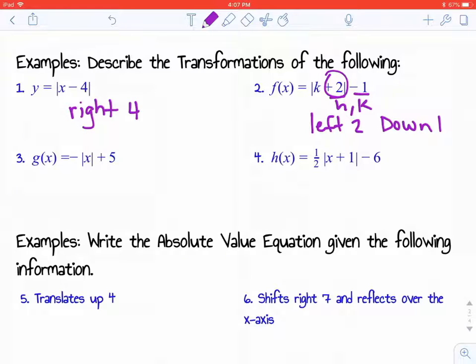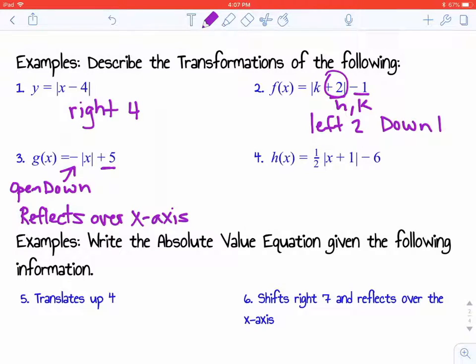Now, let's look at number 3. We have a negative in the front, the absolute value of x, and then plus 5 in the back. So it's not in the absolute value symbol. This negative out front makes our graph open down. And we also say this is a reflection over the x-axis. So it reflects over the x-axis is the best way to say that, more formal. And then the plus 5 out back there makes it go up 5. So it does 2 things.